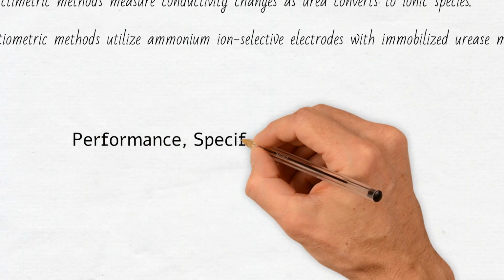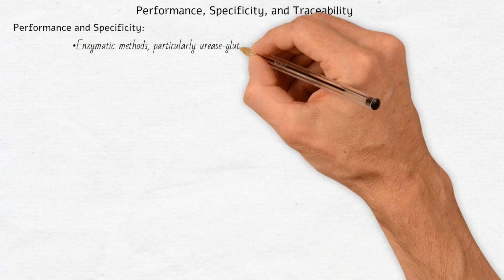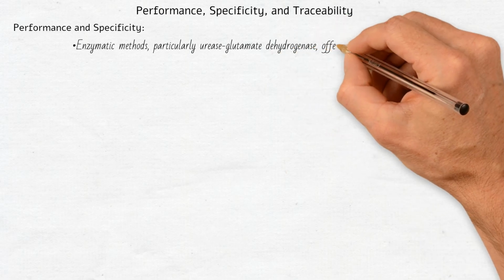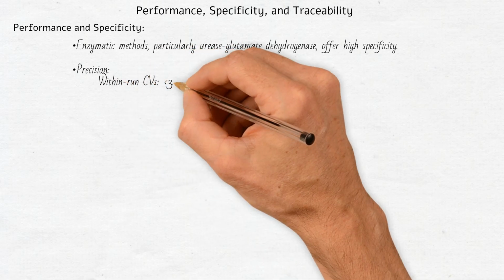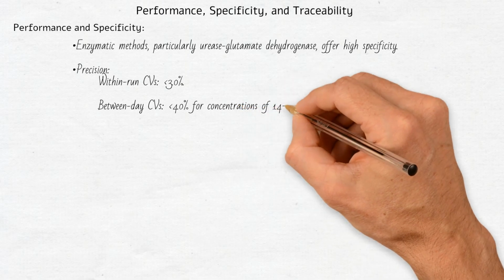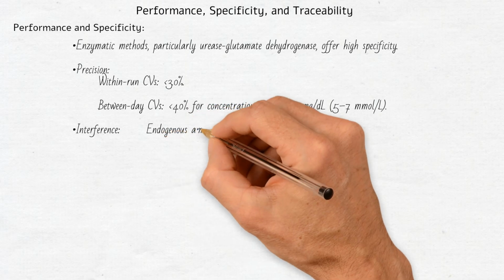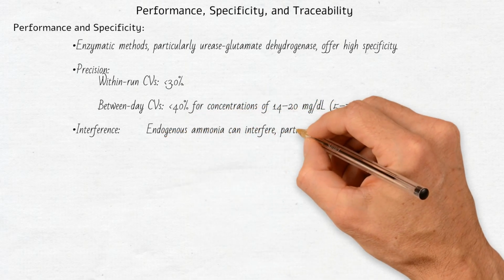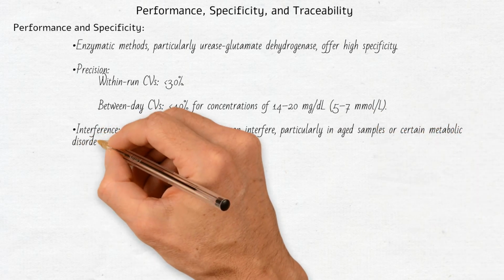Performance, specificity, and traceability. Performance and specificity. Enzymatic methods, particularly urease glutamate dehydrogenase, offer high specificity. Precision. Within-run CVs less than 3%. Between-day CVs less than 4% for concentrations of 14 to 20 mg per deciliter, 5 to 7 millimoles per liter. Interference. Endogenous ammonia can interfere, particularly in aged samples or certain metabolic disorders.